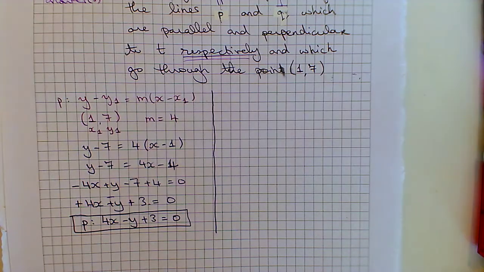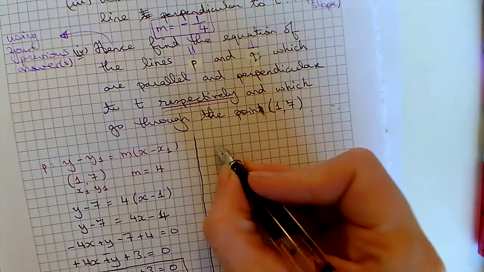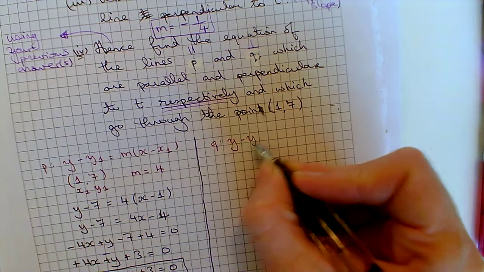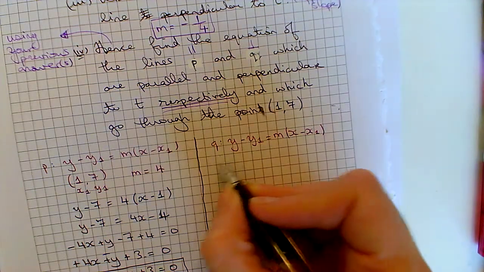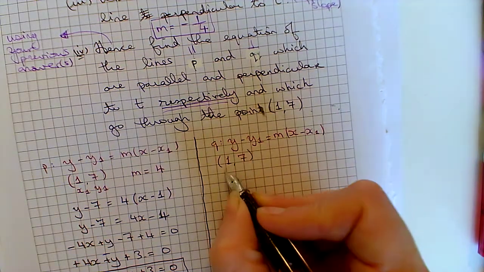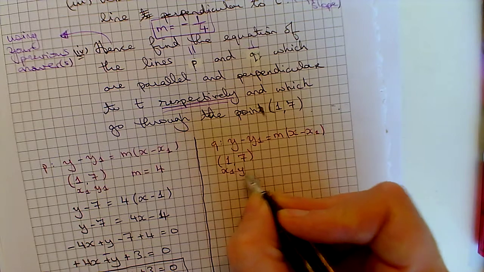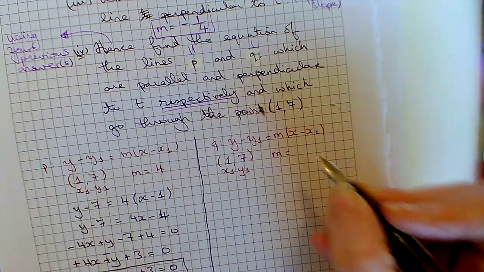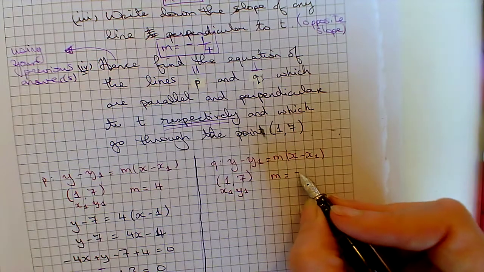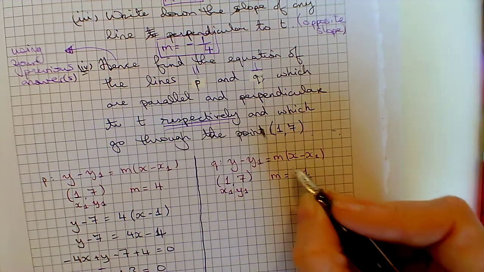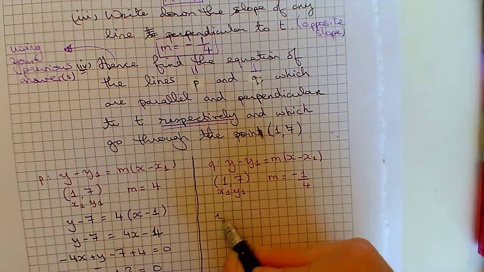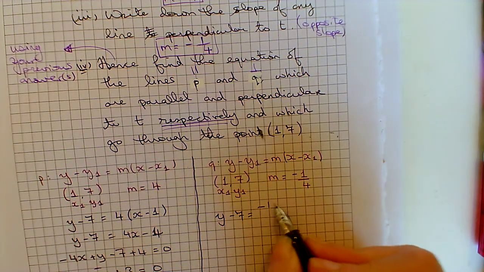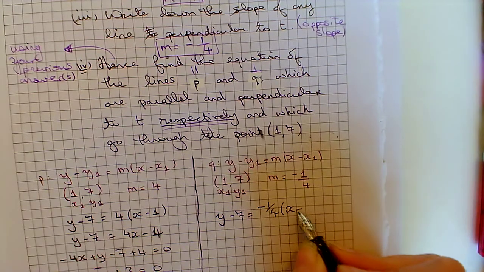Okay, let's do Q. So Q, again, I'm going to use the formula y minus y1 equals m by x minus x1. And 1, 7 is the same point, x1, y1. And m is equal to my perpendicular slope, minus a quarter. Remember that minus can go anywhere on the fraction, and I will always put it on the top. Filling in then, I get y minus 7 equals minus a quarter by x minus 1.